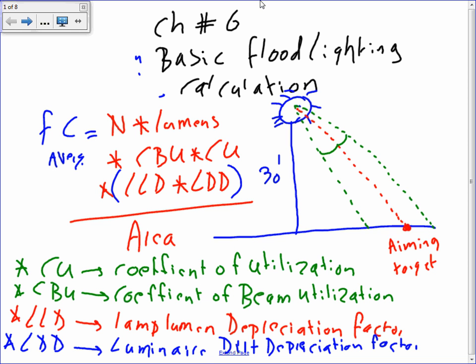Then LLD, lamp lumen depreciation factor, how often this lamp depreciates, and LDD, lumen dirt depreciation factor, how often do you clean it? As far as you guys are concerned, LLD and LDD are light loss factors. Remember, we call them light loss factors, because of depreciation in the lumens, and also because of the dirt, and also because of a bunch of other things. Divided by what? The area that you're supposed to light.